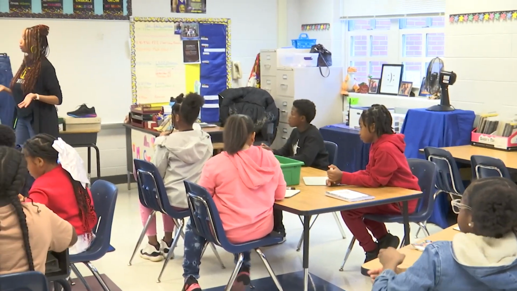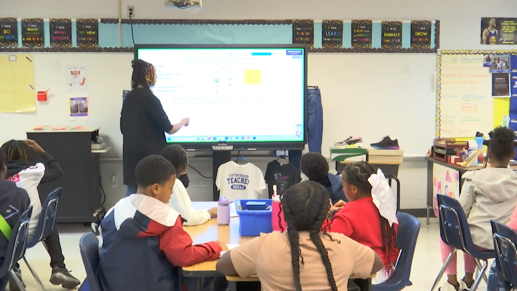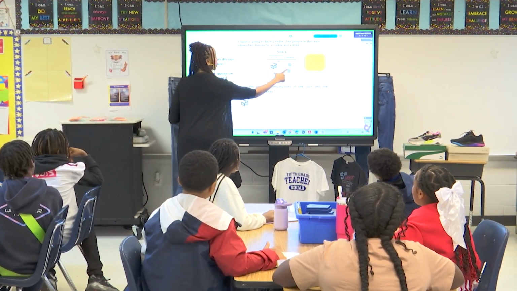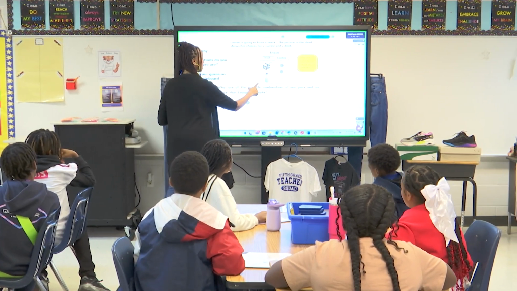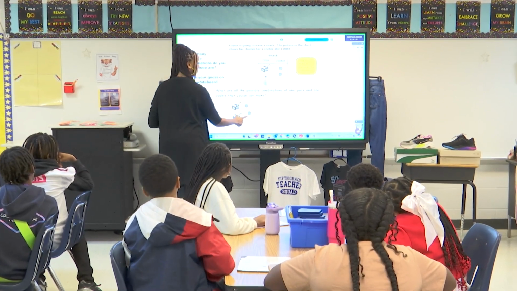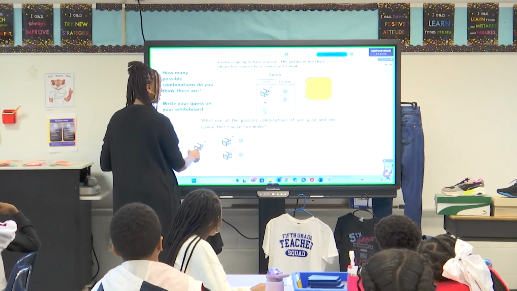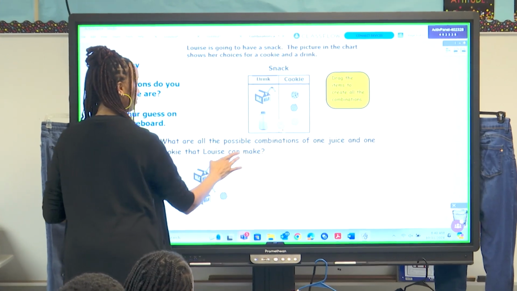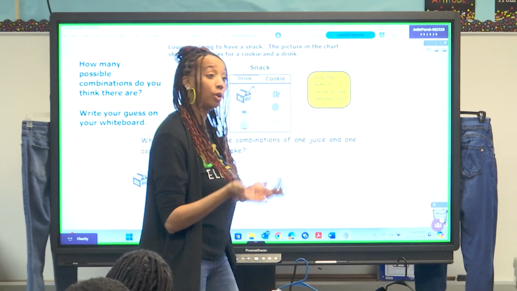So I'm gonna show you a sample space and I'm gonna show you all the different possible combinations, all right? So first of all, Louise could get milk and she could get a chocolate chip cookie. That's one combination. She could get milk and a chocolate stripe cookie. She could also get milk and a sugar cookie. All right. Those are her combinations for milk.